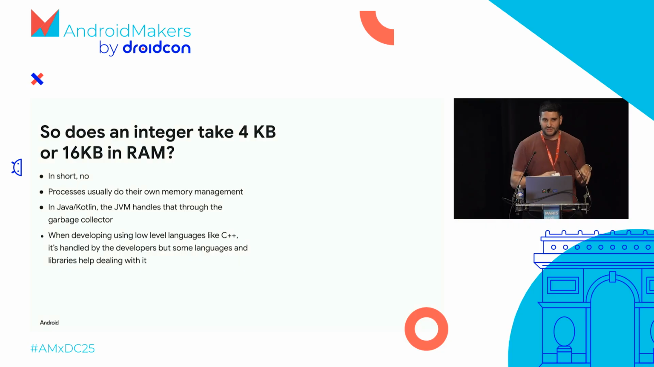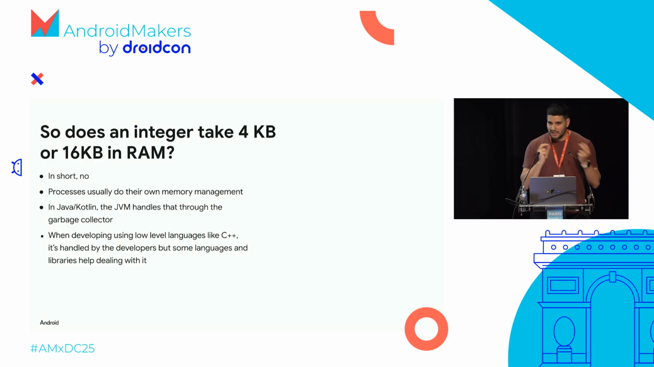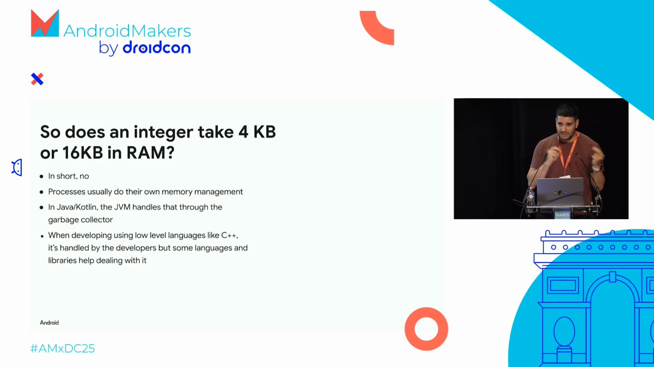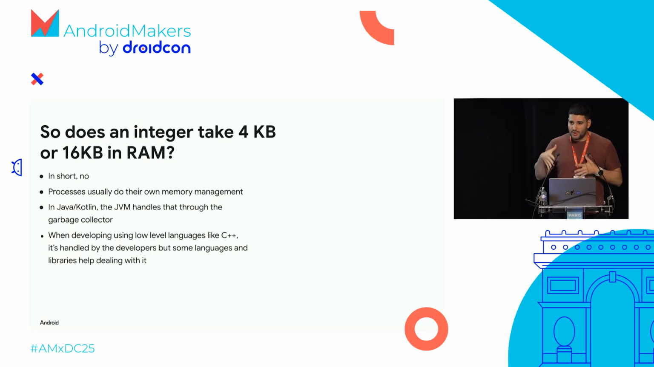So now the last question is: does an integer take 4 kilobytes or 16 kilobytes in RAM? In short, in the same way I showed you, we have these big page tables handling memory per process. We have kind of the same thing within processes. On Java, obviously, you have the garbage collector handling all of that. For C, C++, Rust, there is some part of the language helping there, but in short, they have to deal with that memory management. So in the same way, it's also allocating chunks within its own process. It doesn't create a chunk for every single variable, fortunately.